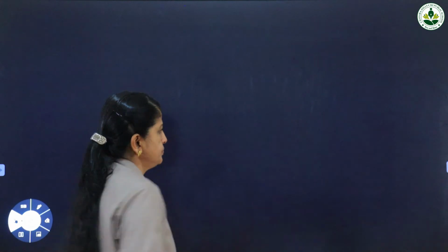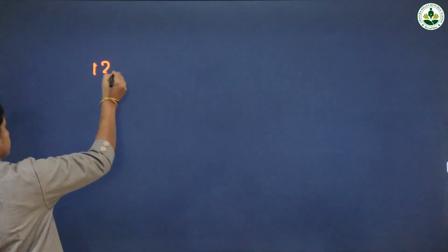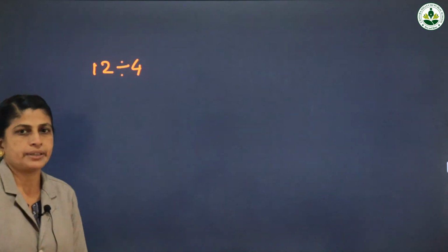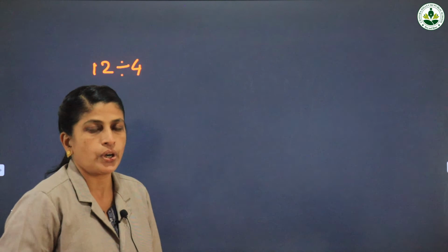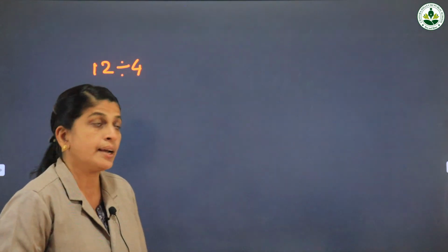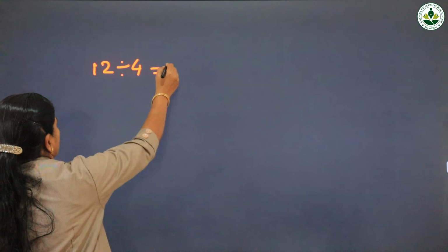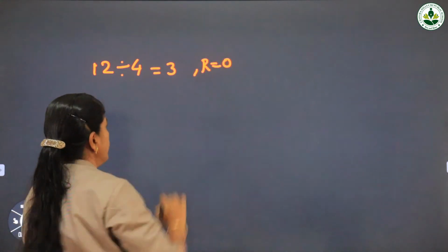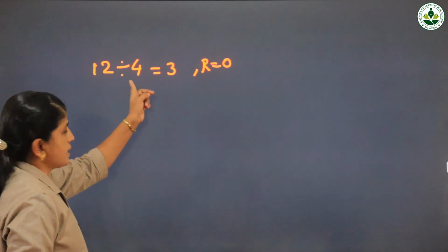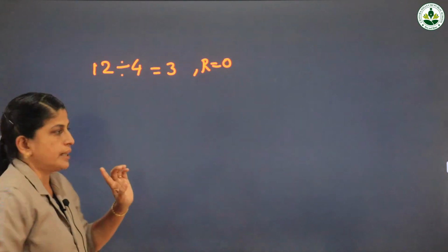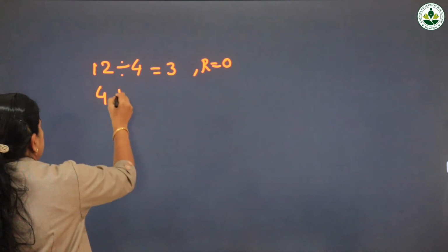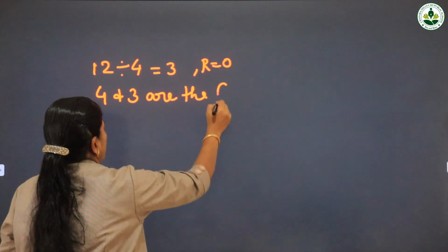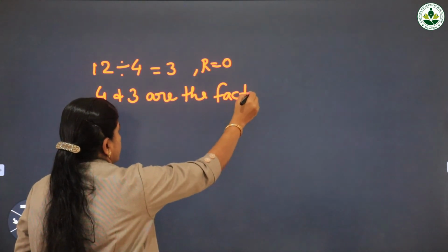For example, a number 12. 12 divided by 4. What will we get when we divide 12 by 4? 12 by 4 is 3. Okay? 12 by 4 is 3. There is no remainder. Remainder is equal to 0. Then we can say here the divisor is 4 and the quotient is 3. Therefore, we can say 4 and 3 are the factors of 12.